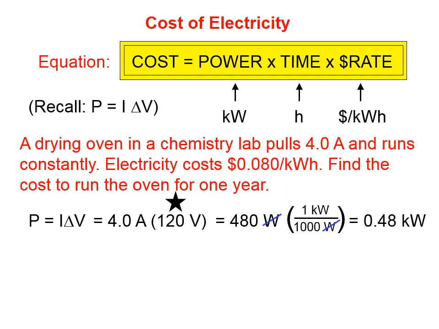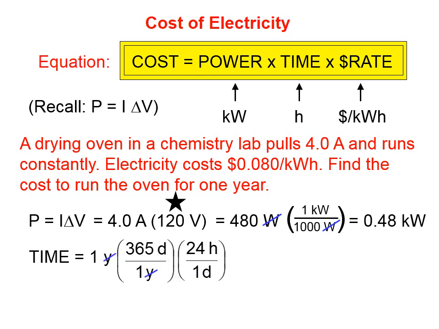Similarly, the time needs to be in hours. We're given the time in years. So let's convert years to an approximate number of hours. 365 days is 1 year, and 1 day is 24 hours. Notice how the units cancel nicely. 1 unit in the numerator, another in the denominator. Which means that the number of hours is about 8,760.